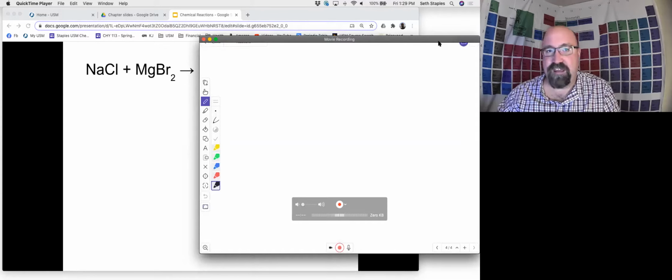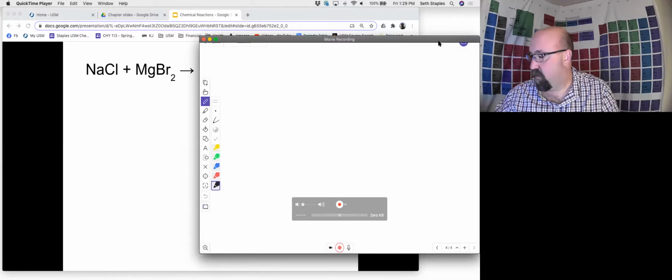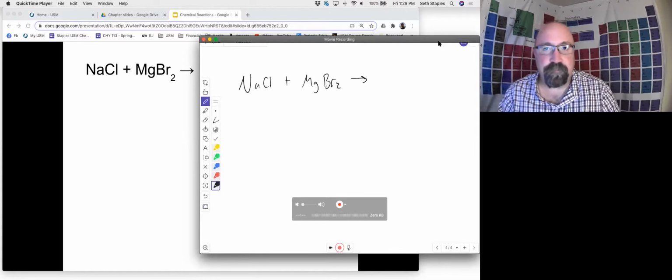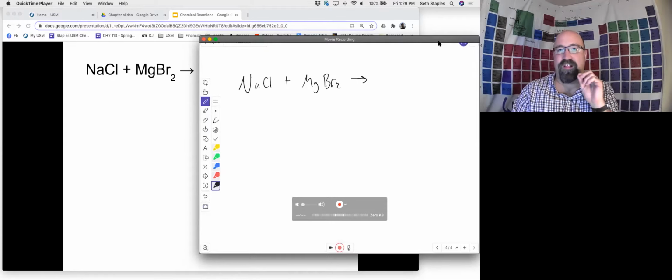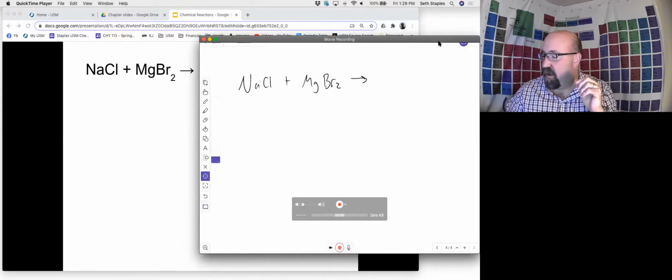And so we have our NaCl plus MgBr2. So let's just rewrite that over here. I want to show you where the actual products are coming from. And so this is what we would call a classic double displacement reaction. In a double displacement reaction, the positive and negative ions are going to change partners. And so our positive ion from sodium chloride is going to come together with our negative ion from magnesium bromide.